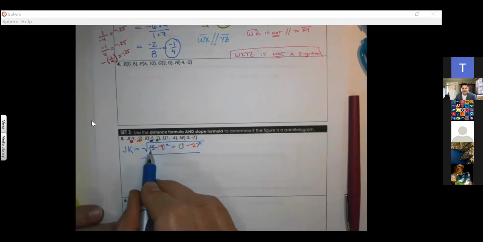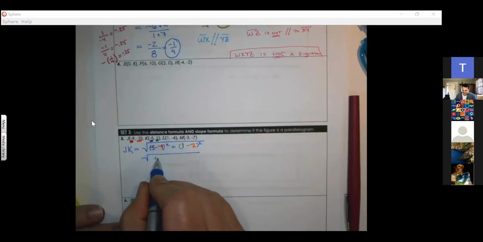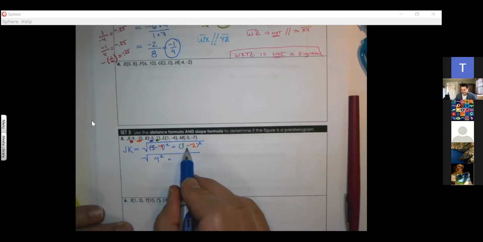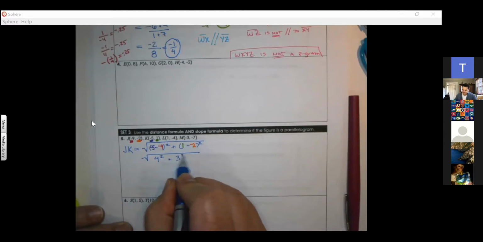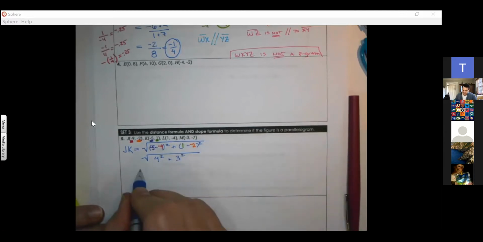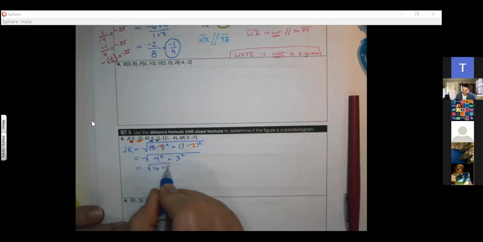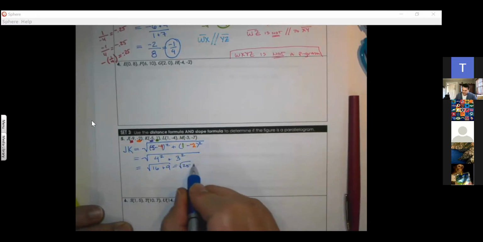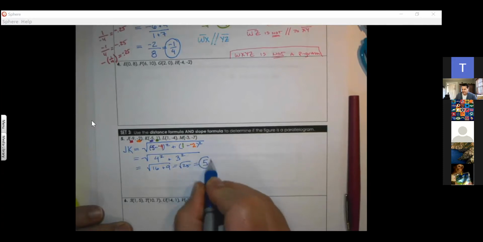And then I'm going to say, okay, so negative 5 minus a negative 9. Well, that's really like plus 9. So I've got a positive 9 and a negative 5. That's going to be a net of a positive 4 squared. 1 minus a negative 2 is the same as 1 plus 2. So that's 3 squared. Which means I end up with 16 plus 9, which is the square root of 25, which is just 5.